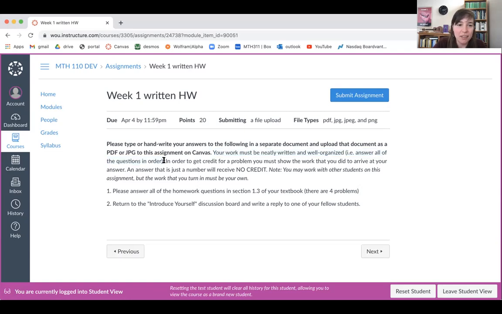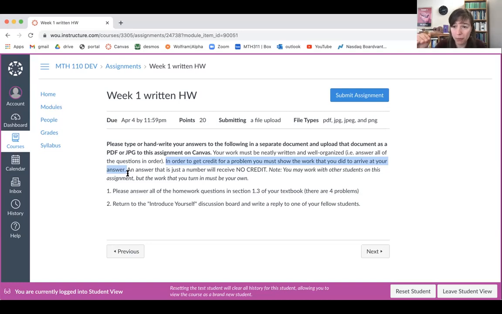Now, this is something that is super important. In order to get credit for a problem, you have to show the work you did to arrive at your answer. Now, okay, some problems, there's like no work. It's basically like, visit this website and count this thing. Or maybe there aren't really any steps. It's just a one-step thing. Okay, in that situation, you can just put an answer. But if there is work, if you're doing any kind of calculating or anything like that, you've got to show all the steps you did.